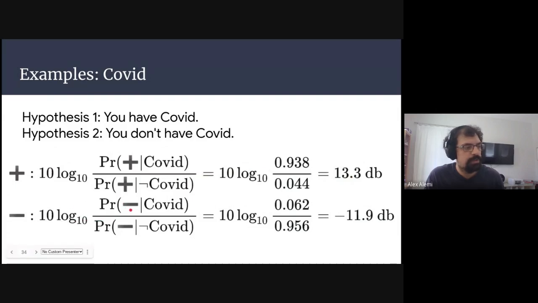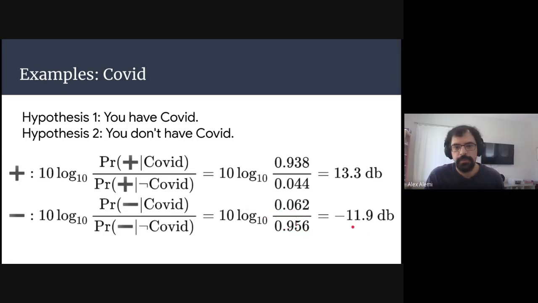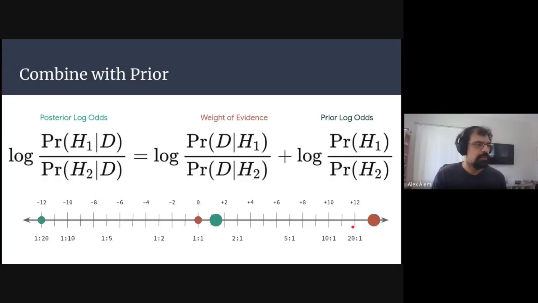What about a negative test? We need to know the probability that you get a negative result if you have COVID. That's the false negative rate. What's the probability of a negative test if you don't have COVID? That's the true negative rate. Log thing, negative 12 decibands. Like Ben said, importantly, you take the weight of evidence and you add it to your prior log odds.